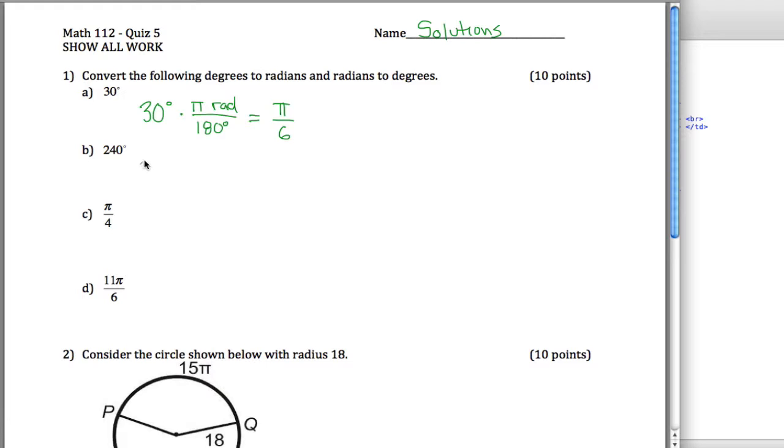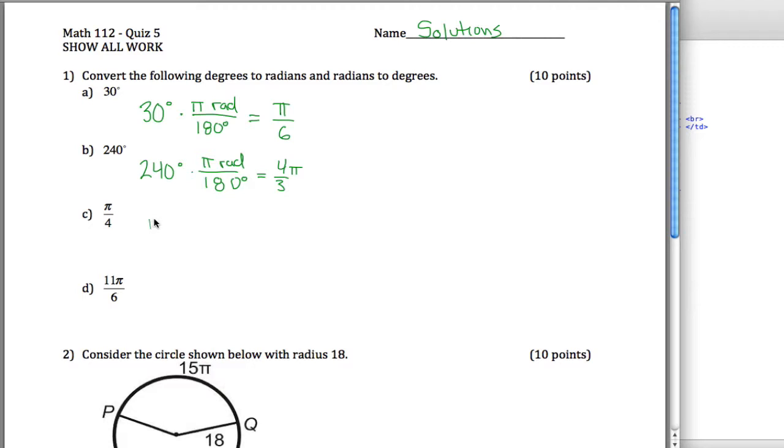The same idea with 240 degrees. We're going to multiply by pi radians divided by 180 degrees. The zeros cancel out, 24 over 18. They're both divisible by 6, so that's 4/3 left over. 4/3 pi, or 4 pi over 3.